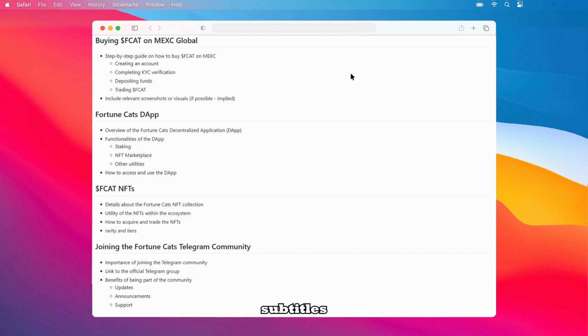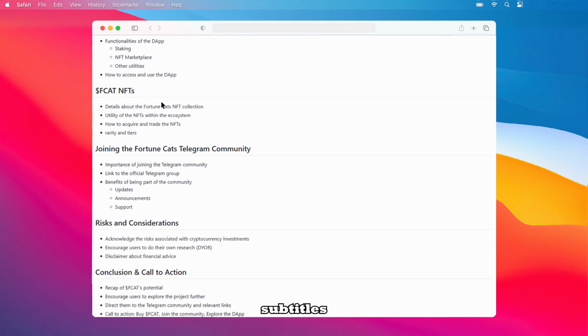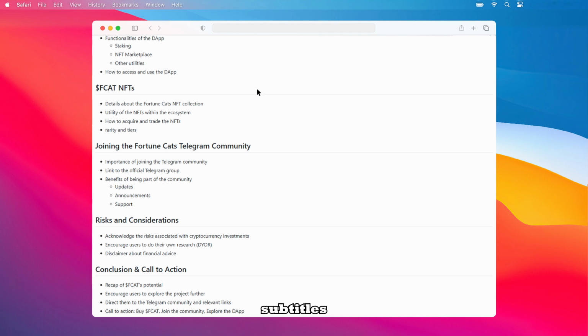FCAT's decentralized application, or DAPP, offers multiple functionalities including staking, an NFT marketplace, and other utilities. SCAT NFTs include a collection with utility within the ecosystem, and instructions on how to acquire and trade the NFTs.